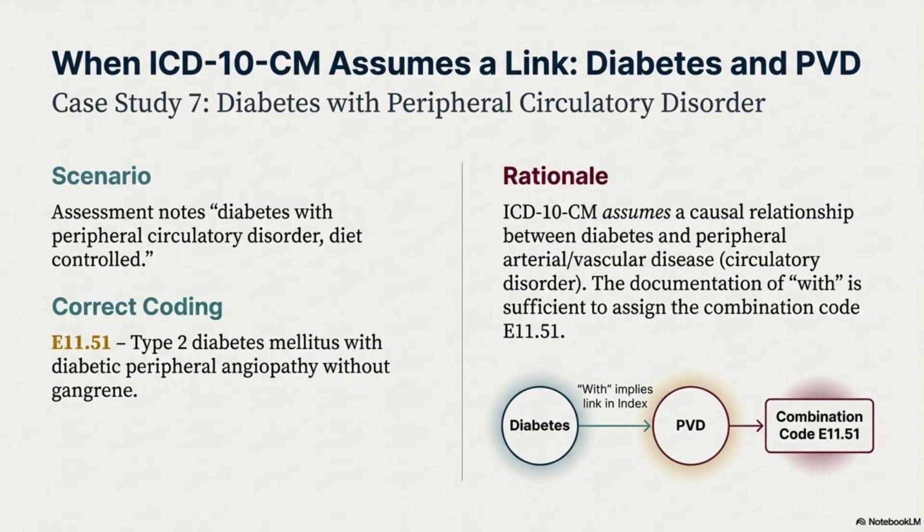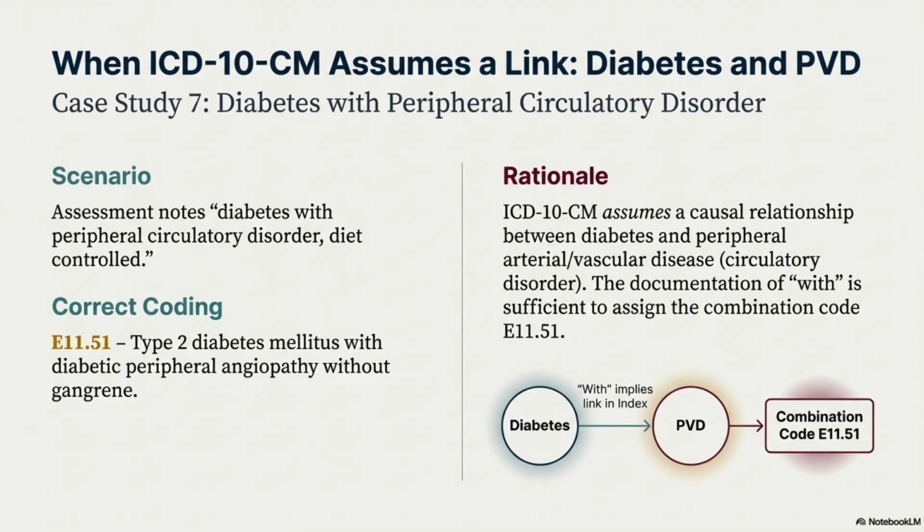Let's start with a scenario where ICD-10-CM does assume a causal relationship. Scenario. The assessment states, diabetes with peripheral circulatory disorder, diet controlled. Correct coding: E11.51, type 2 diabetes mellitus with diabetic peripheral angiopathy without gangrene. Rationale: ICD-10-CM assumes a causal link between diabetes and peripheral vascular disease. Because the index links these conditions, the provider's documentation is enough to assign a combination code.